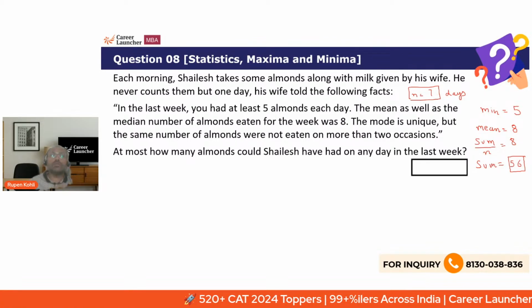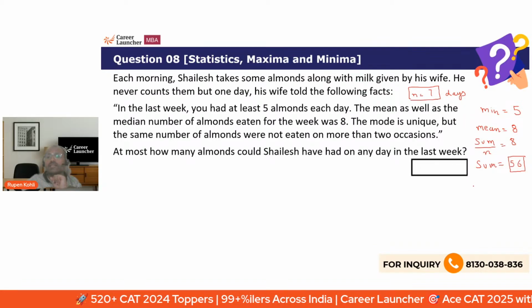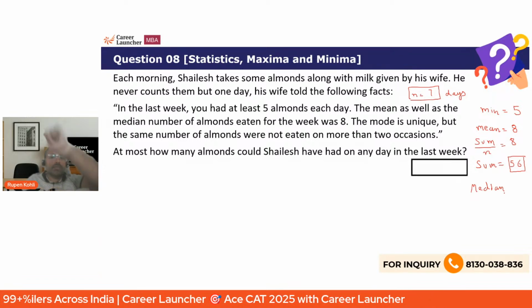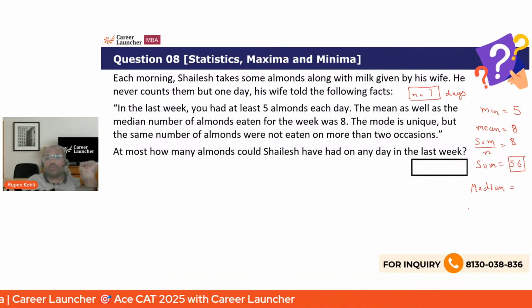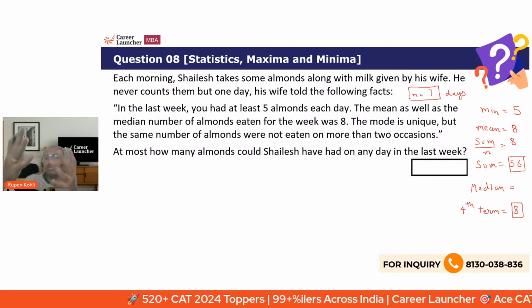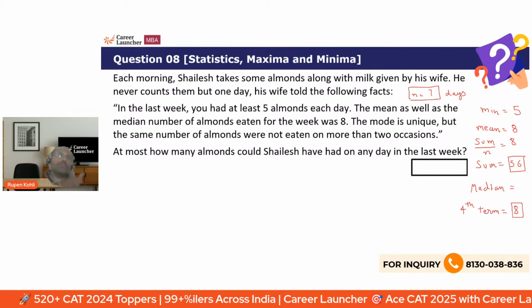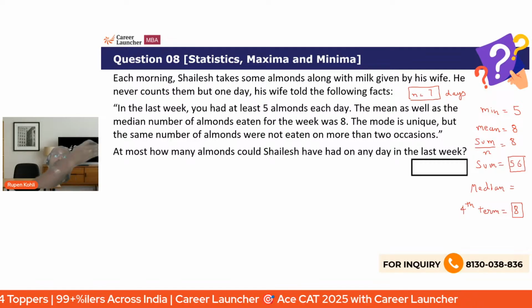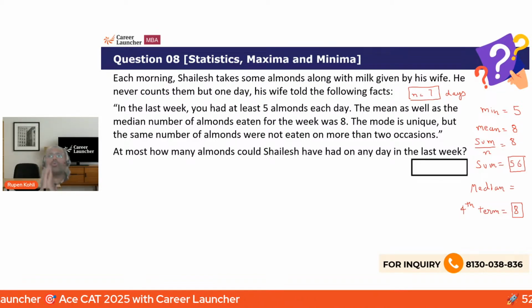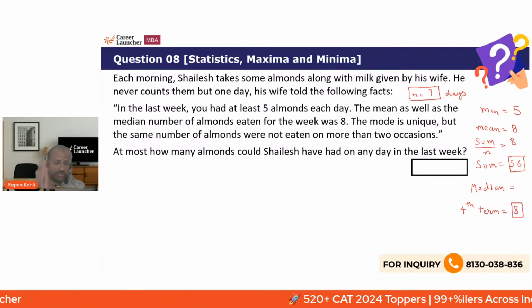And the median is also 8. Median is the middle value, in this case the middle term. Since there are 7 terms, the median is going to be the 4th term. So the 4th term, the 4th highest value, is 8. It does not mean that on the 4th day of the week he had 8 almonds. It means that when the number of almonds eaten by Shailesh are arranged in ascending order, the 4th number is 8. The mode is unique, but the same number of almonds were not eaten on more than 2 occasions.